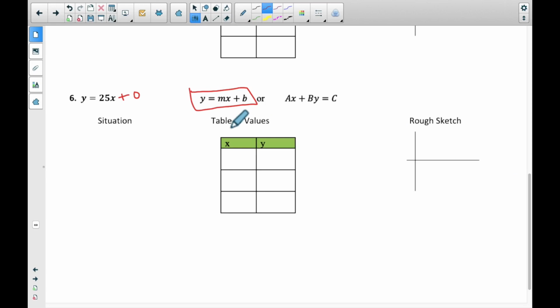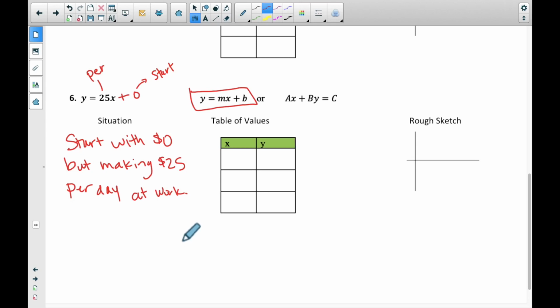Okay, so this situation, remember that your b is your starting point, and your 25 is the per, how much it's going up. Well, let's say that you started with $0, but you're making $25 per day working for your dad. Okay, so our table of values on this kind of slope-intercept form, I usually just do a 0, 1, 2. We need to plug them in. On the 0 day, means you haven't actually started working yet, you have $0, because if I plug in a 0 here, 25 times 0 is 0.